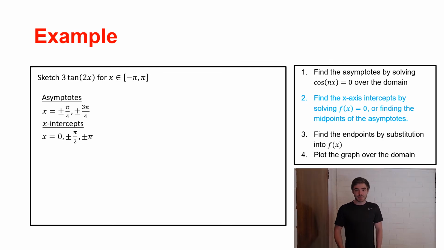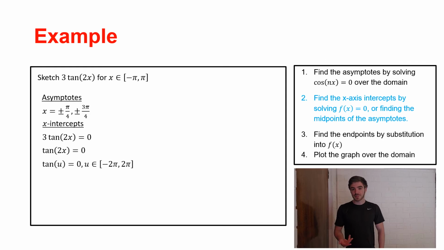If you forget about this method, then you can always use the second approach, which would just be to set y equals 0 and solve for x, just like you would for any other type of graph. This would mean that we're solving a tan circular function. So we're going to start by getting tan on its own by dividing both sides by 3. Once again, we replace the inside with u and we fix the domain. The good news is we can use the earlier working out to help us out with this.